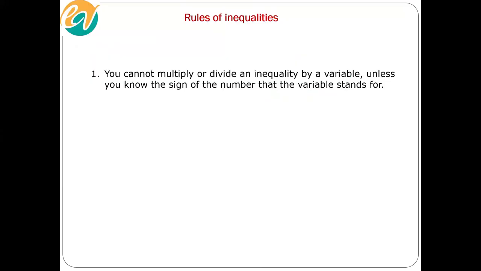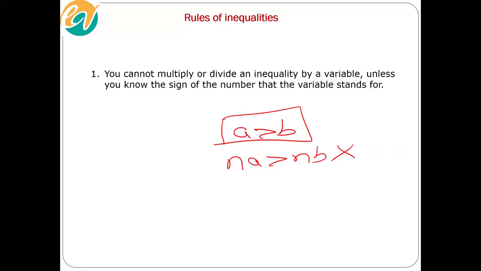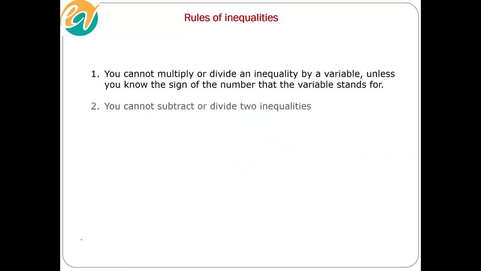So let's summarize our learning. You cannot multiply or divide an inequality by a variable unless you know the sign of the number that the variable stands for. And if you remember, we discussed that if it is given that A is greater than B, you cannot conclude that NA is greater than NB. Why can you not conclude? In other words, why can you not multiply this inequality by a variable? Because you don't know the sign.